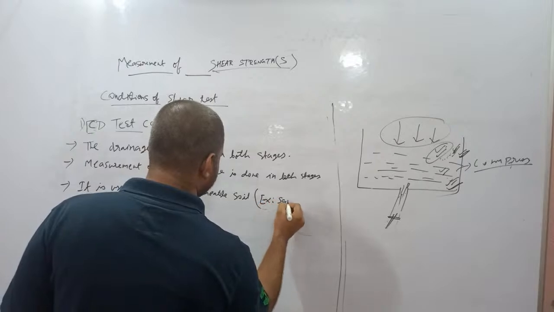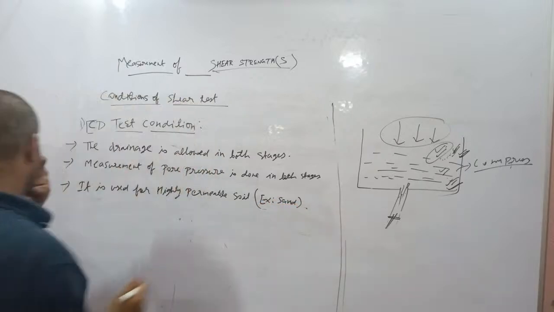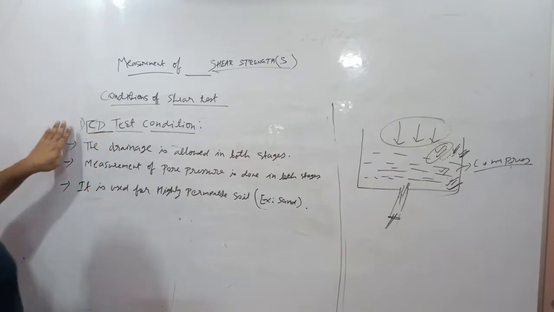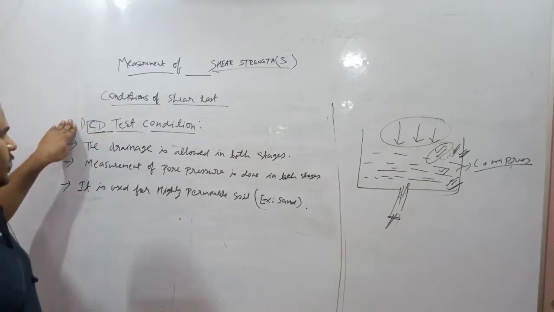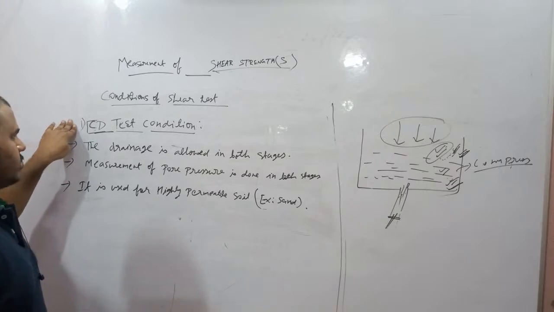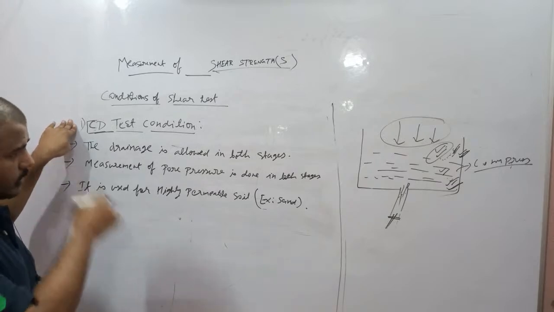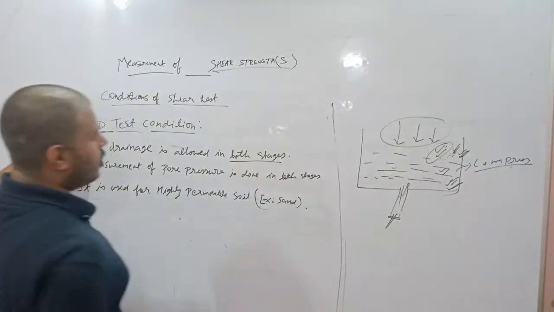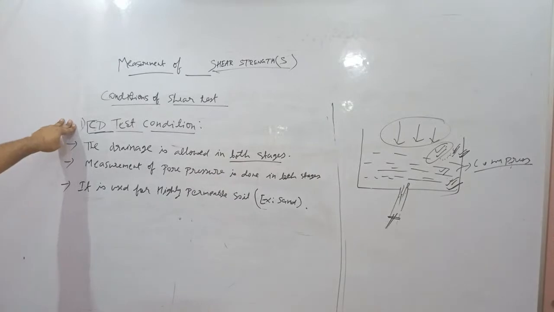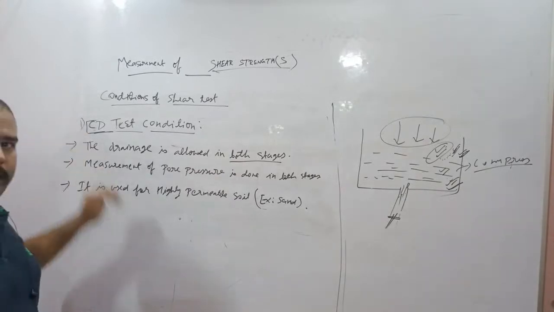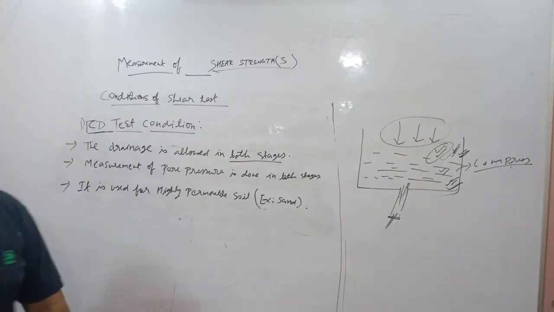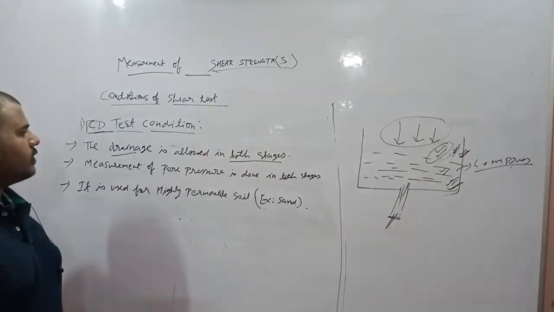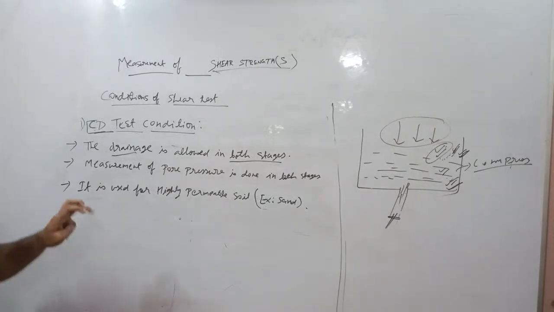Okay, so see, in the CD test condition, from the name we all know, consolidated and drained. It says that in this test condition we allow the consolidation and drainage in both stages. Both stages means the first stage is the consolidation stage. Obviously if we are consolidating the soil, then the drainage should be allowed. So in the first stage the drainage is allowed, and in the second stage also drainage is allowed, because from the name only we can see it is consolidated and drained.